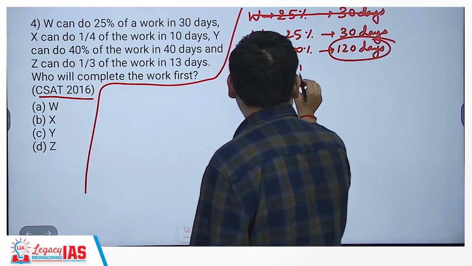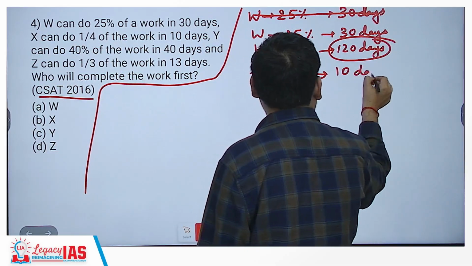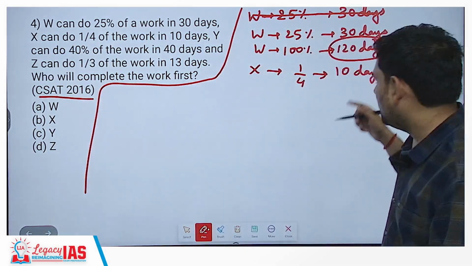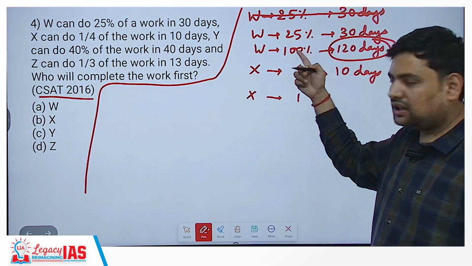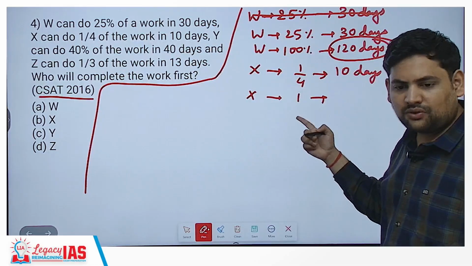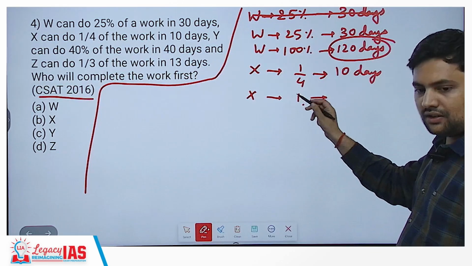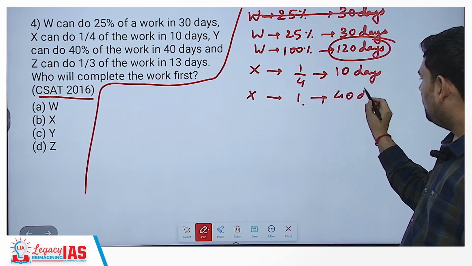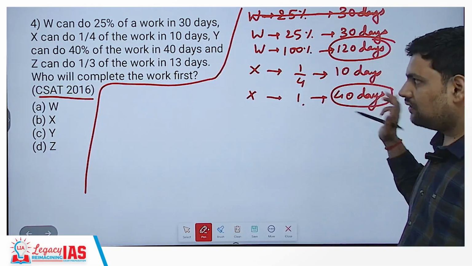X can do 1 by 4 work in 10 days. That means X can do 1 work instead of 100. Here, if this fraction, you want 1 here. So X can do the complete work in, you multiply this by 4 here. So this becomes 40 days. Correct? So X can do the same work in 40 days.